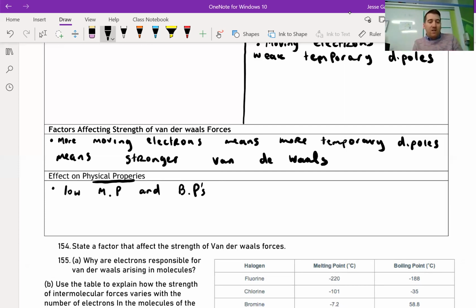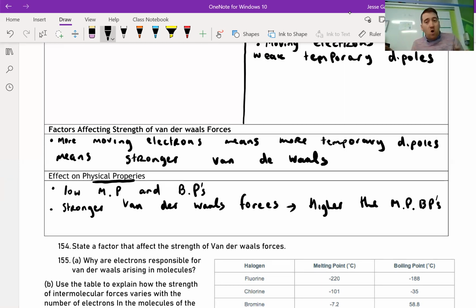So obviously they all have relatively low melting and boiling points, but the stronger the van der Waals forces, remember this is controlled by how many electrons are moving inside the atoms, but they're all going to be low. They're all low, but within that there's a range. Bigger atoms, more electrons moving. If van der Waals forces is the only force, they're all going to have low melting and boiling points. But the stronger the van der Waals forces, the boiling points and melting points will be a little bit higher than ones with really weak van der Waals forces.